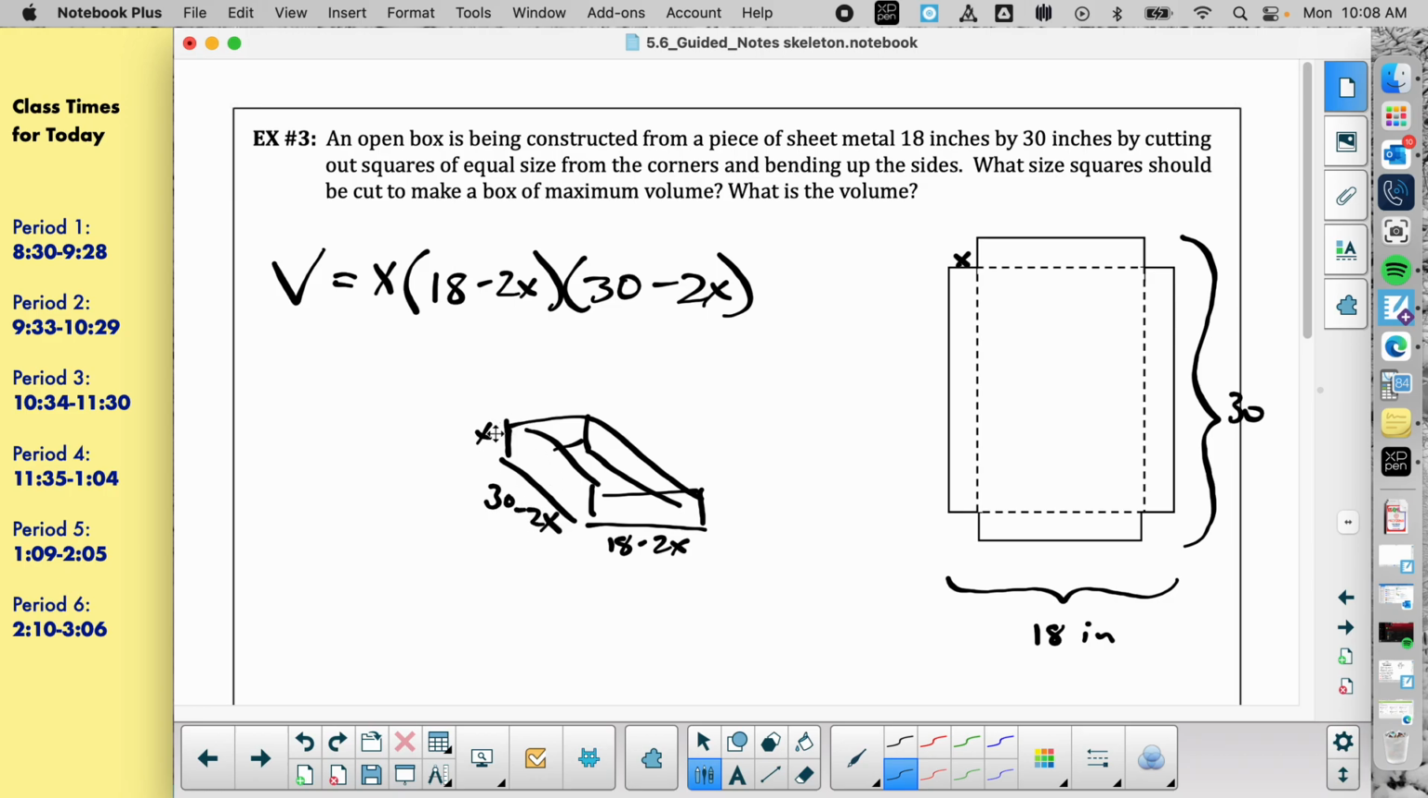Why don't you guys see if you can figure out what x should be to give you a maximum volume? Now this is technically a little bit easier because there's no secondary equation for the most part. There's only one variable to begin with. If it wasn't a square, then that's where it would be more work. I guess we could have said x times y, but that'd be silly.